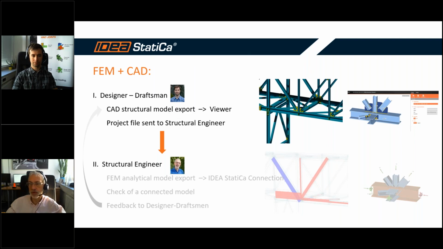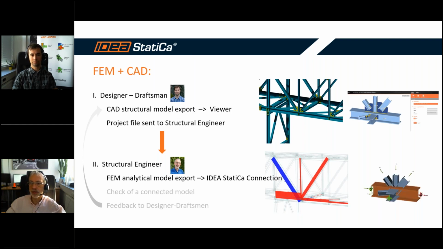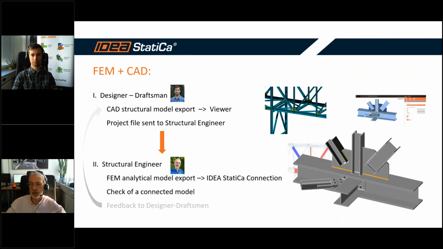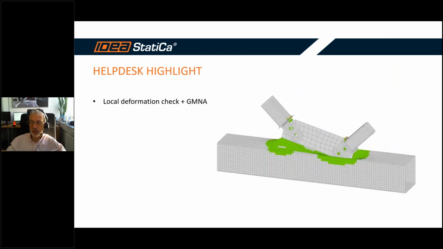After that, I will also export the same joint into IDEA StatiCa Connection, but from the analytical model. This file I can then easily merge with the file from the designer and make the final check. And if necessary, I will send it back to the designer to make the appropriate changes in the model. This was the first part we will go through.